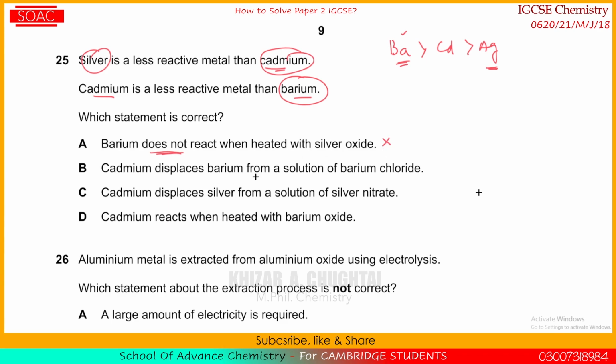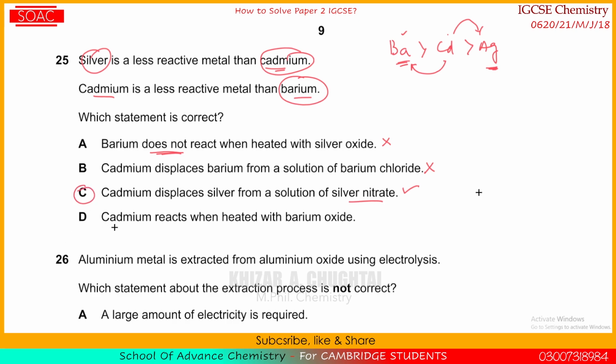Cadmium displaces barium from the solution of barium chloride. Cadmium is less reactive than barium, so it cannot displace barium. Again, incorrect. Cadmium displaces silver from the solution of silver nitrate. Yes, it is true. Cadmium is more reactive and it can displace silver ions from the silver nitrate. So C is the correct option.